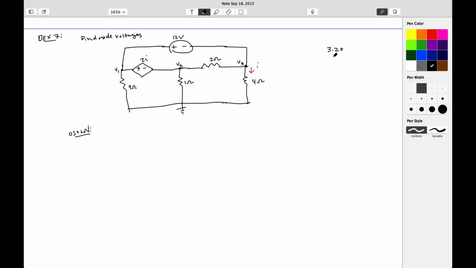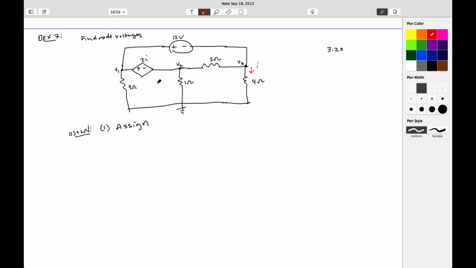Okay, this is example 7. This is Alexander number 320. And what I need to do is find the node voltages. So let's start with step 1, which is to assign. All right, and the node voltages are already assigned for us.